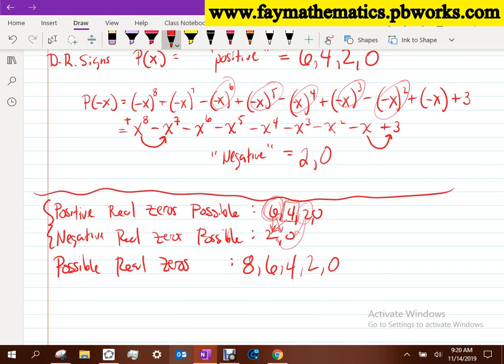Because what was our leading term in our polynomial? X to the 8. So we're going to have 8 factors. But if only 6 of them are real zeros, the other 2 are non-real, or what we refer to as imaginary, right? A plus BI form. If I have 4 real zeros, then the other 4 are imaginary, complex. If I have 2 real zeros, the other 6 are complex. Does that make sense? Okay.